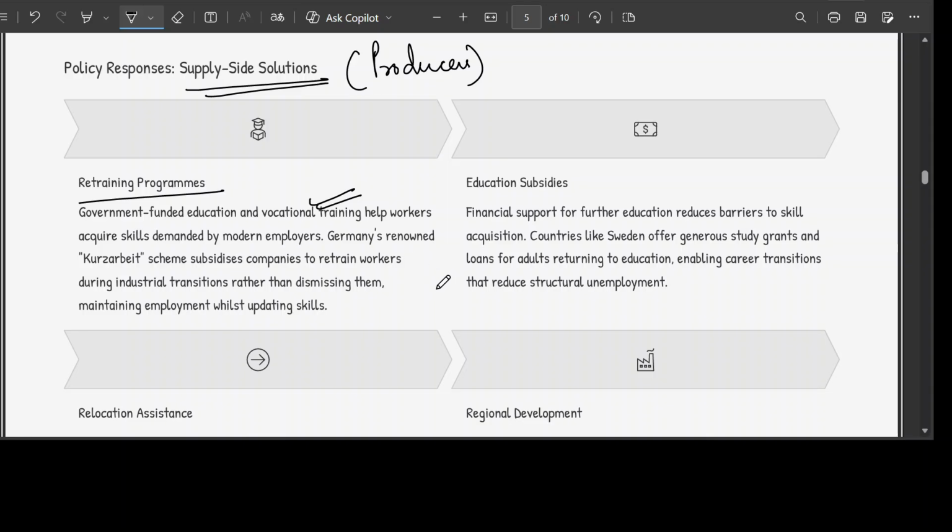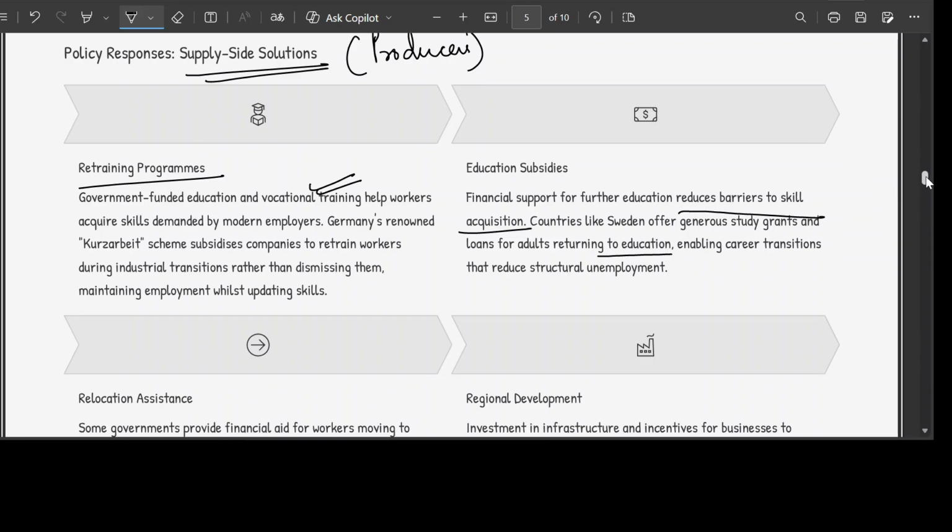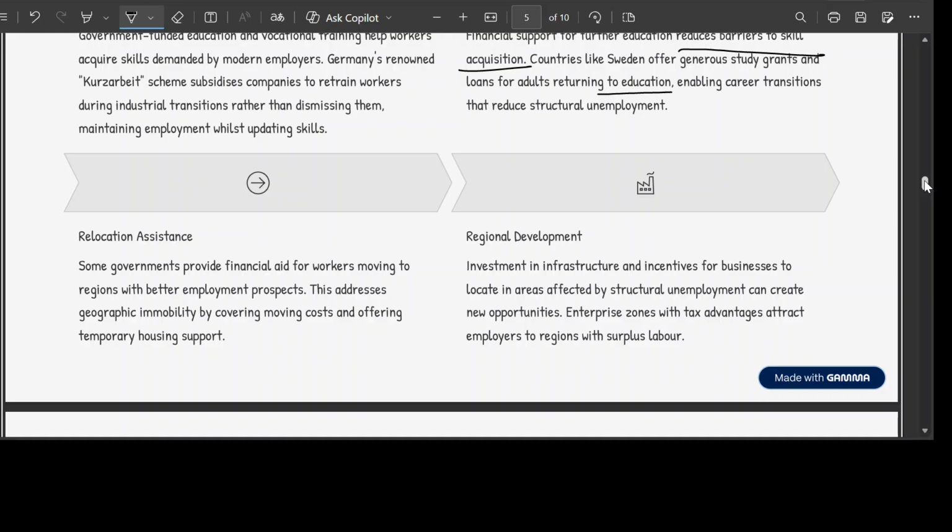Germany's renowned Kurzarbeit schemes subsidize companies to retain workers during industrial transitions rather than dismissing them. Educational subsidies can also be given to reduce the barriers to skill acquisition. Countries such as Sweden offer generous study grants and loans for adults returning to education for better career transitions that reduce this kind of unemployment.